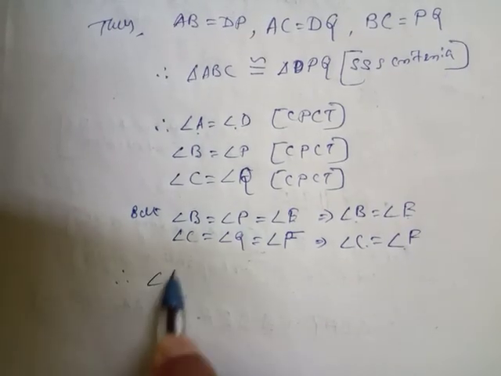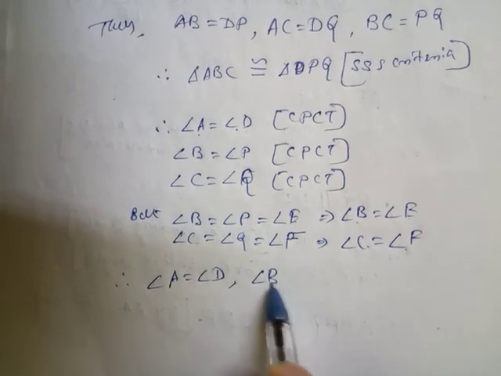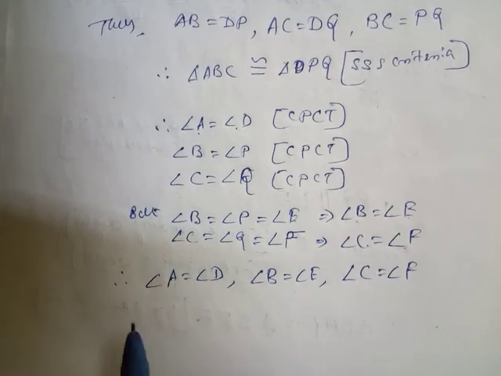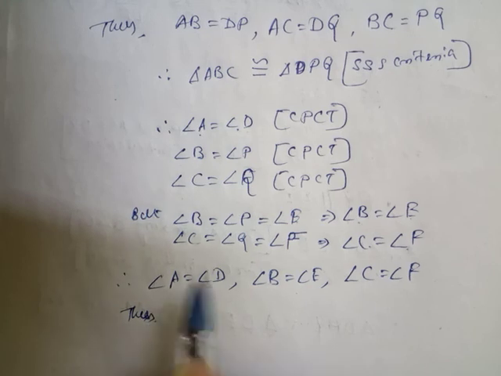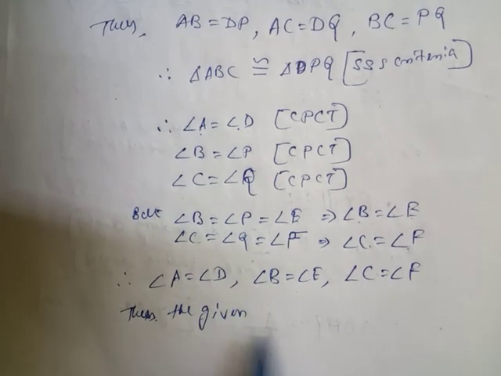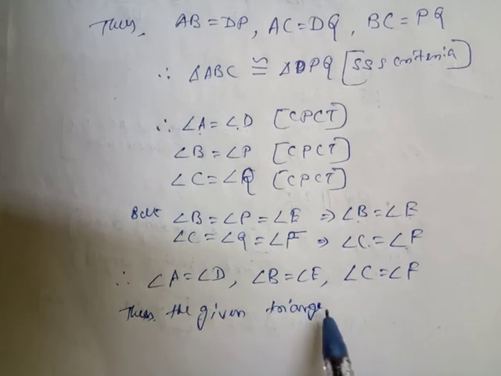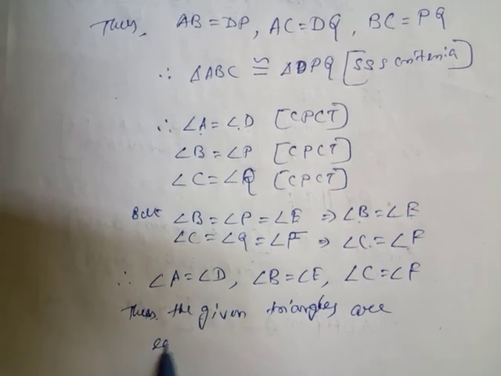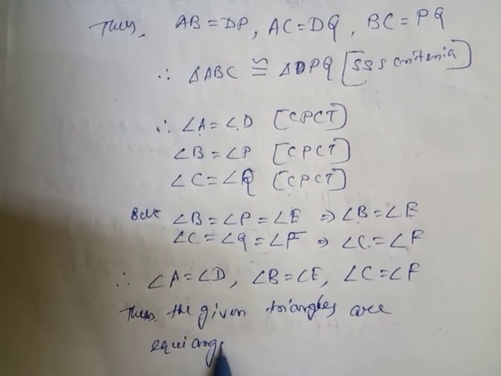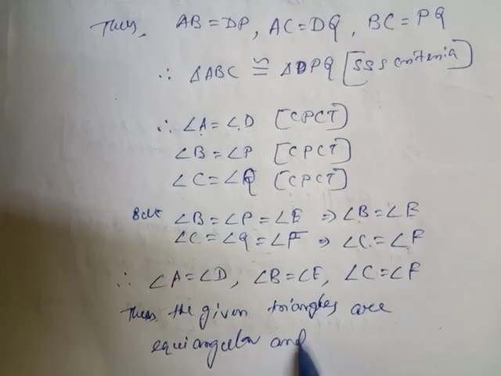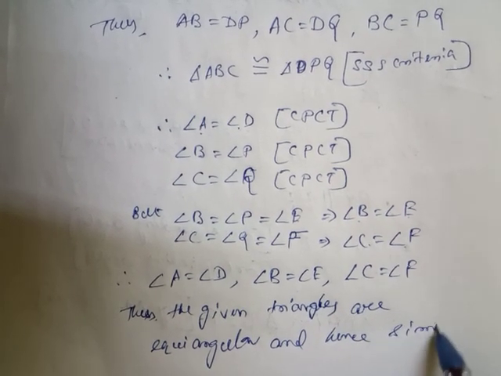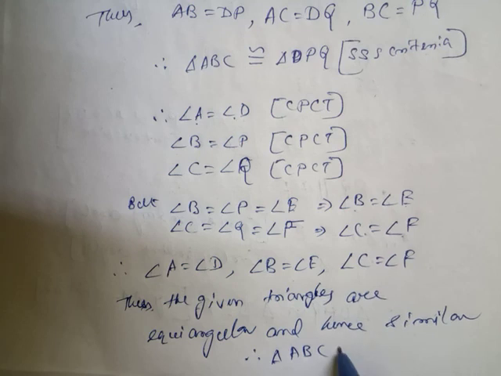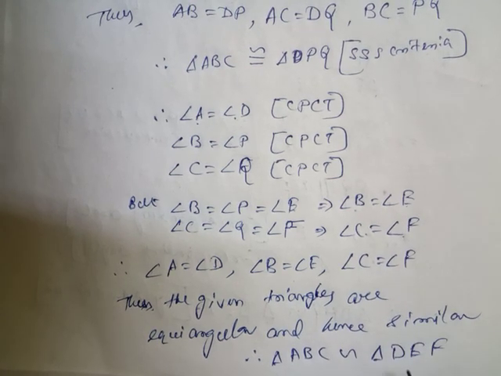Now look here, students, the last line: therefore angle A equal to angle D, angle B equal to angle E, angle C equal to angle F. So we'll write here thus the given triangles are equiangular, means all angles equal, and hence similar. Therefore the last line, triangle ABC similar to triangle DEF, hence proved.